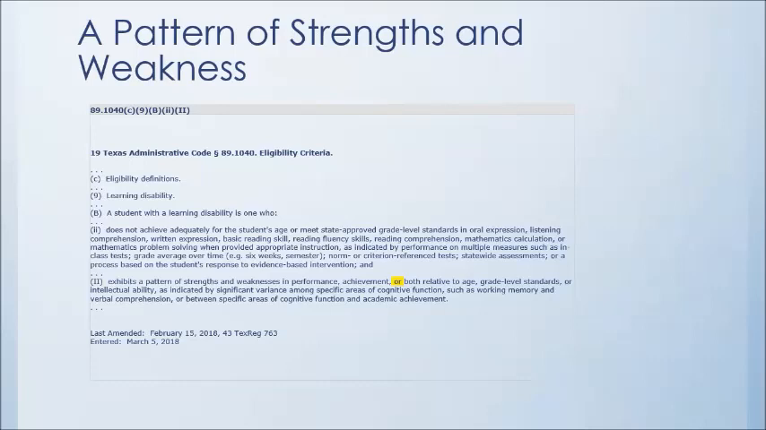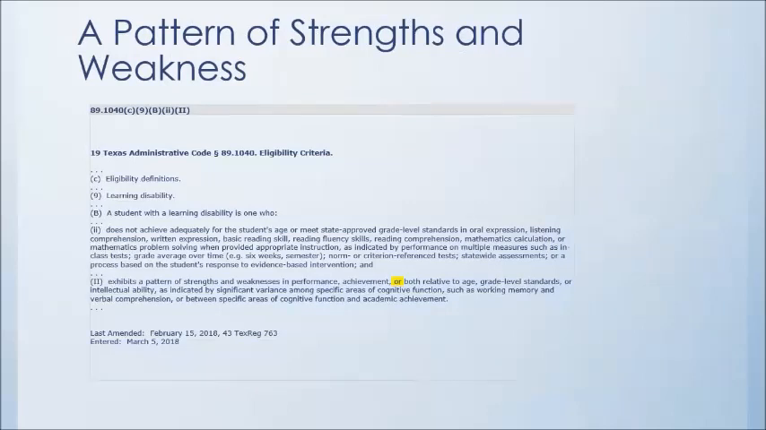Now let's talk about a pattern of strengths and weaknesses. This indicates a student with a learning disability is one who does not achieve adequately for a student's age or meet state-approved grade level standards in oral expression, listening comprehension, written expression, basic reading skill, reading fluency skills, reading comprehension, mathematics calculation, or mathematics problem solving, when provided appropriate instruction, as indicated by performance on multiple measures such as in-class tests, grade average or over time, norm or criterion reference tests, statewide assessments, or a process based on the student's response to evidence-based intervention.